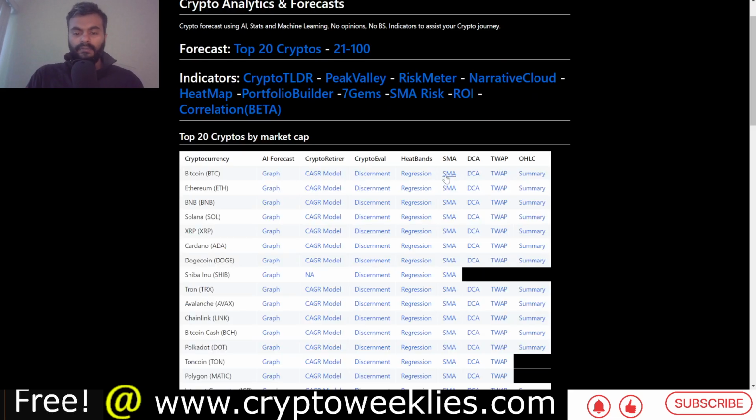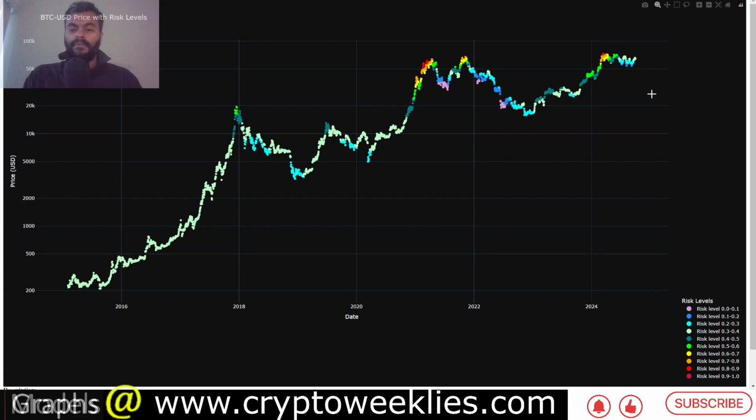Now, in terms of accumulation for Bitcoin, there are three models: the SMA model, the DCA model, and the TWAP model. The SMA model is based on the 20-week simple moving average, color coded and normalized between zero risk and one risk. The key idea is that whenever the price goes sufficiently down compared to the 20-week moving average, that's the low risk environment, color coded with this plum level.